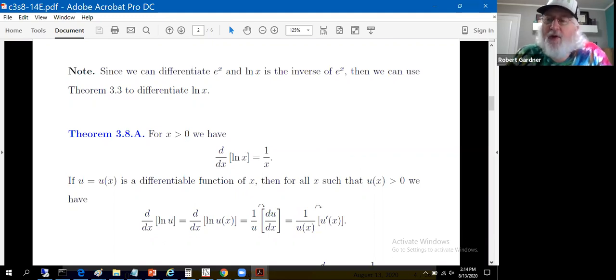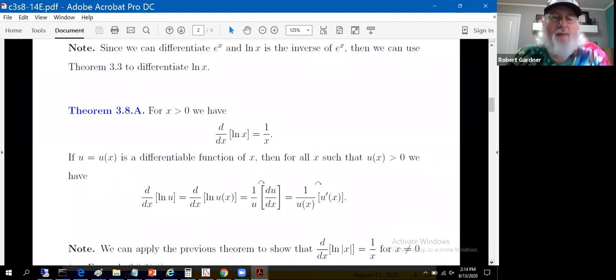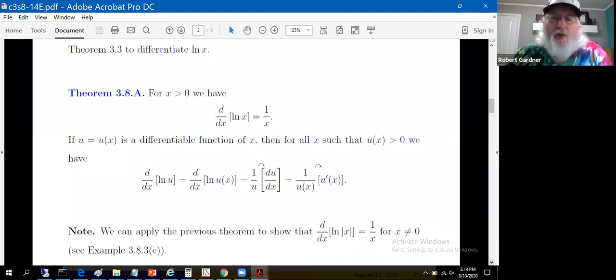Okay, so the claim is in Theorem 3.8.a, this is a big deal. You're learning how to differentiate a new function. I told you in the past, if we're going to differentiate a new function, you'll have to go back to the definition of derivative. I guess I was wrong. Here we've got this Theorem 3.3 that lets us use the fact that we know how to differentiate the inverse function. So we're using that. We don't have to go all the way back to the definition.